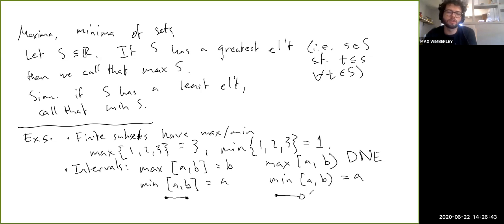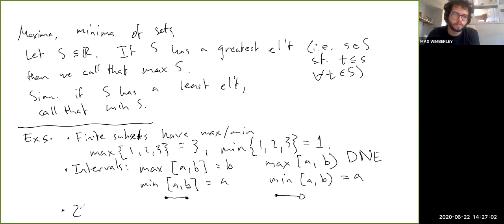Yeah, and you should really think about this, don't just gloss over the fact that the maximum of this doesn't exist. Think about it, right? If you pick any point in this set, you can always go a little bit further towards this endpoint to get a bigger one. So that's why there's no max, okay? And then lastly, there are some unbounded subsets.